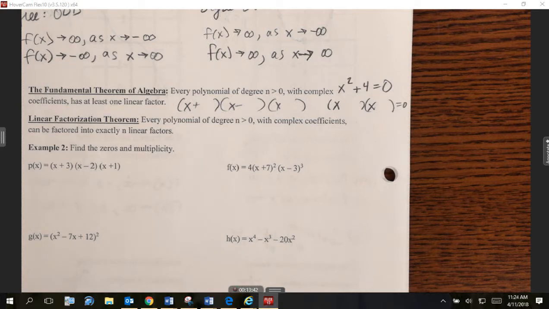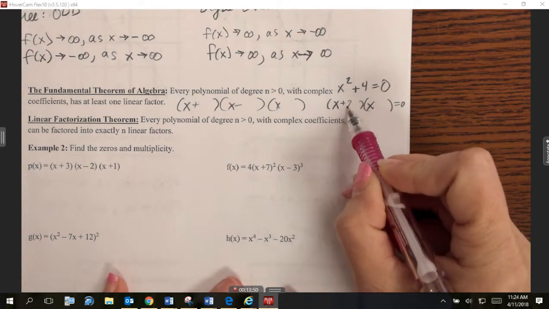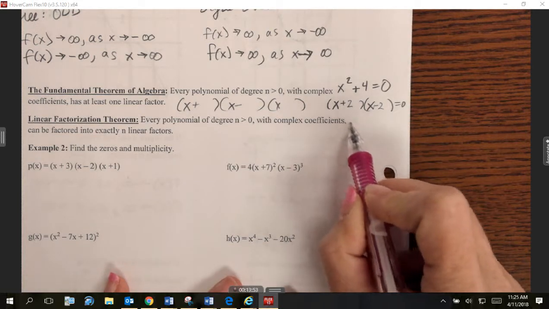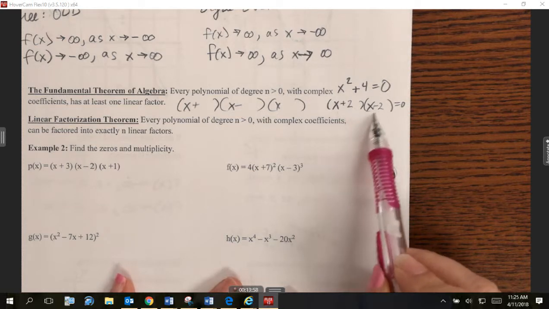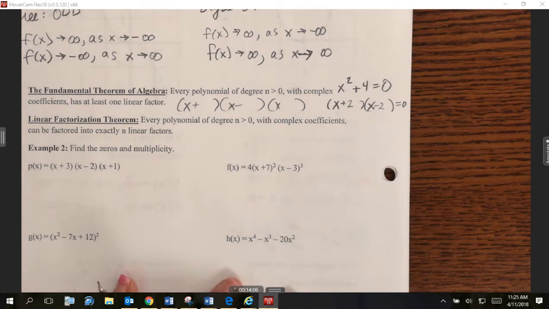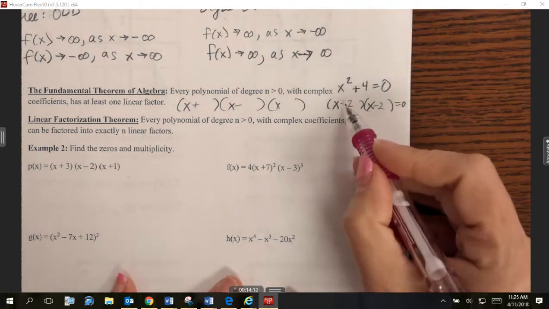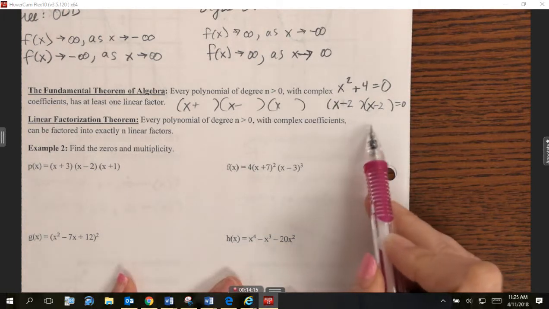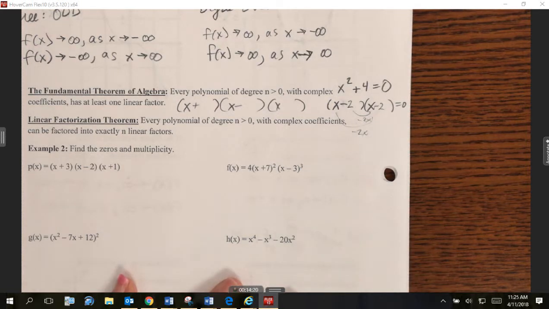So how can I FOIL that back together and get plus 4? Okay, don't write that down. If I FOIL that back together, the outer and inside will cancel. I will get x squared, but what do I get for my last term? I get negative 4. So it's not going to actually work. So we're on the right track. Do you know what it is? Okay, don't write that down. So that is going to give me plus 4 now. But when I do my outside and my inside, I'm going to get negative 2x and negative 2x, and those don't cancel.